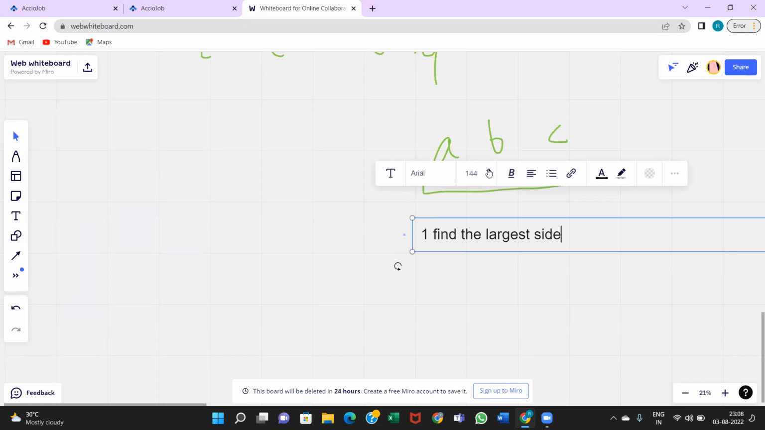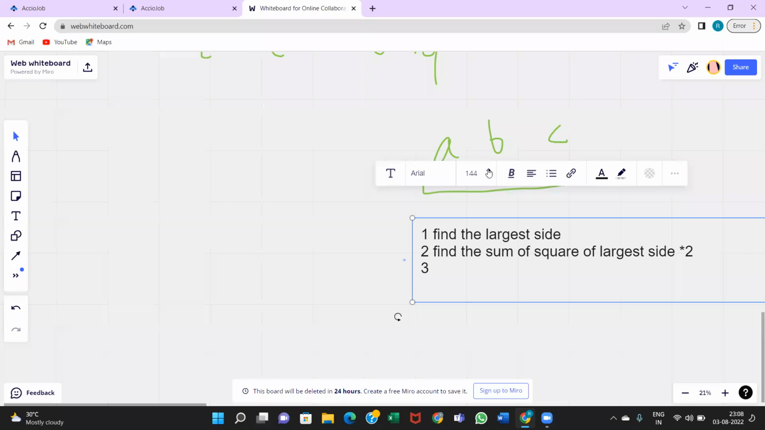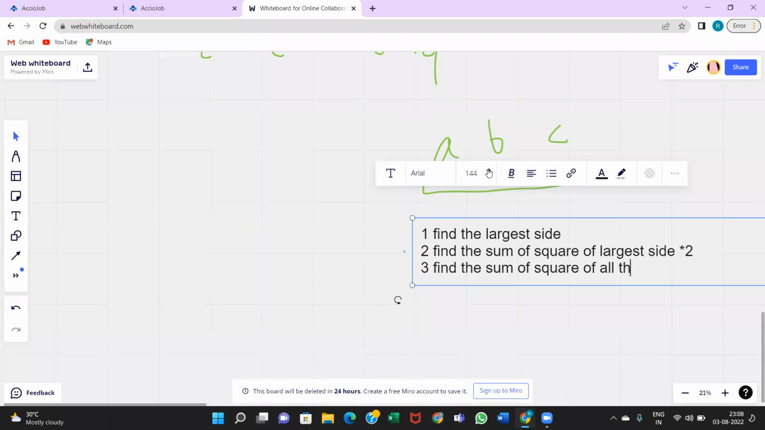Second task will be to find the sum of square of the largest side into 2. Third will be to find the sum of square of all the sides. And then fourth will be to check what is the relation between 2 and 3.